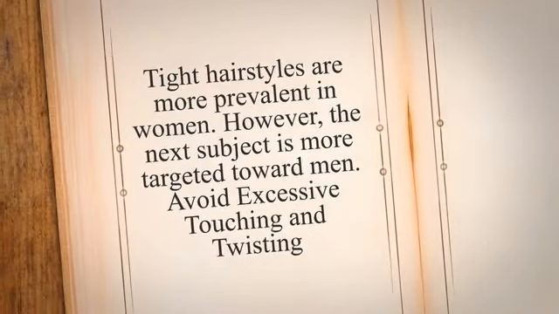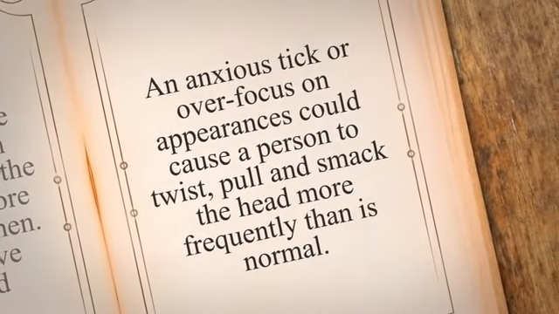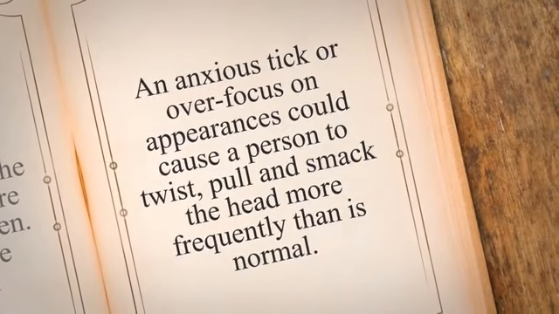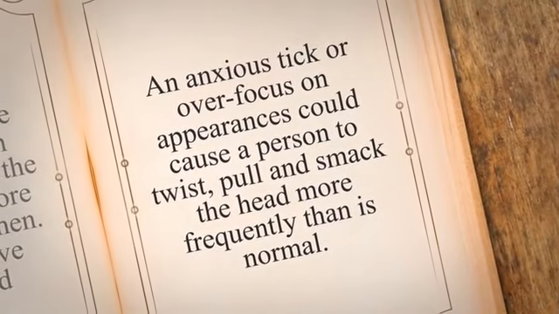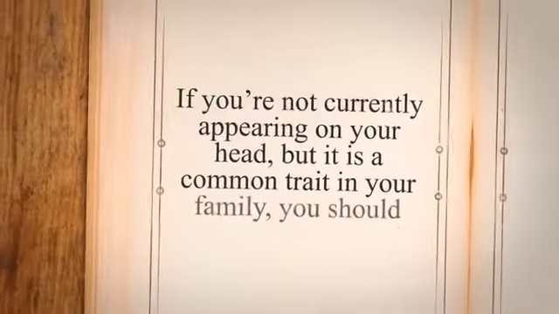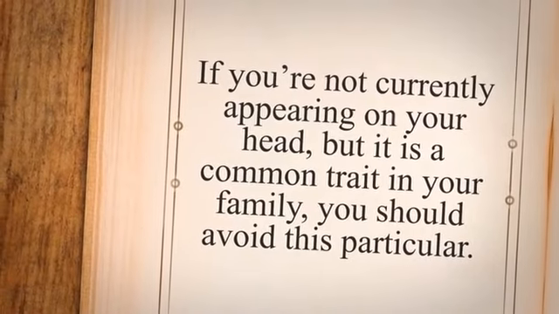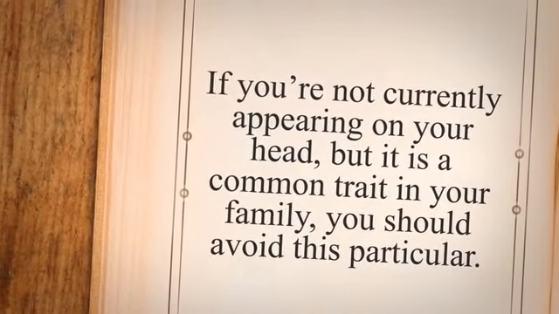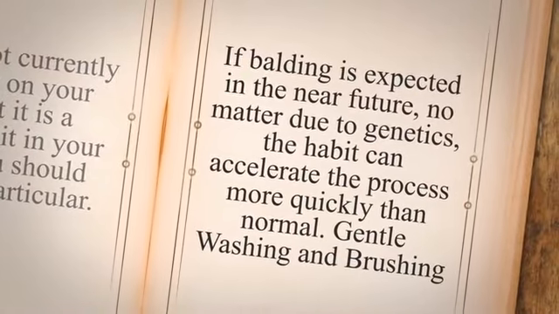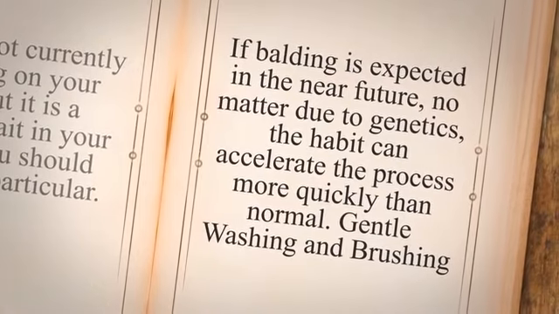Avoid excessive touching and twisting. As a tight hairstyle could pull the hair follicles out excessively, contact with hair could do the same. An anxious tic or over-focus on appearances could cause a person to twist, pull and smack the head more frequently than is normal. Hair is fragile even when it is strong and well maintained. If you're not currently balding, but it is a common trait in your family, you should avoid this habit. If balding is expected in the near future due to genetics, the habit can accelerate the process more quickly than normal.